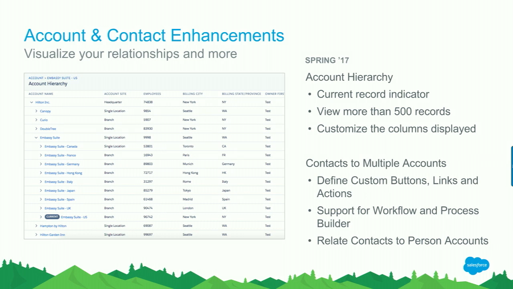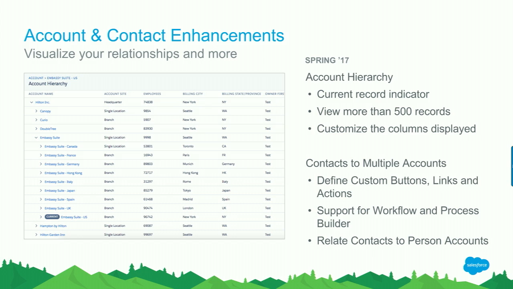Account hierarchy is one of the account enhancements we're bringing to our customers. Account hierarchy allows you to manage your complex account relationships. Some of the new features within this account hierarchy in Lightning include the current record indicator so that you can quickly jump back into the account you were using, the ability to view more than 500 records. We got feedback from our customers that they have complex relationships that extend past that 500 limit. And then finally, the ability to customize the columns that display. Our customers know their customers best, and they know when they look at a hierarchy what fields make sense to show up on that tree.